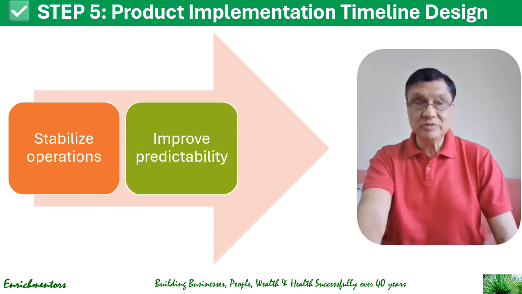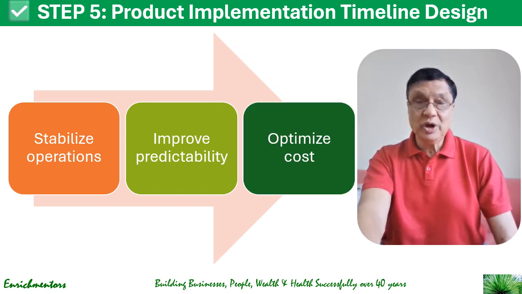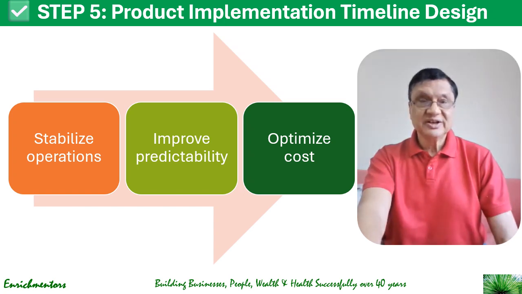The second phase was to improve predictability of the system and the new workflows. And the third was to then optimize the cost of the whole operation. And the timeline, as you see, is tied to business milestones, not the tasks of the project. Something that we can all learn here is that a timeline should tell a real value story, not a task list. So that's how she designed the timeline for the product implementation.